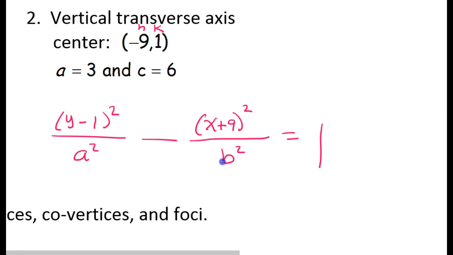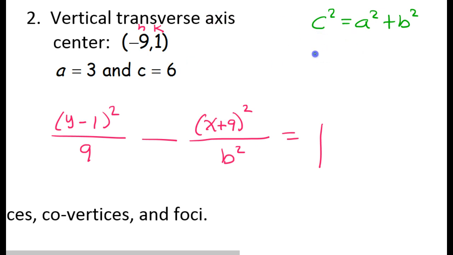So now all I need is a squared and b squared. I knew a squared would be first. So since a is 3, then a squared is 9. Whoa, they didn't give us b. Oh, they almost snuck that in on me. Sneaky. I'm going to have to use the equation c squared is equal to a squared plus b squared. This is the relationship when you're dealing with a hyperbola. For ellipses, it's a minus. For hyperbolas, it's plus.